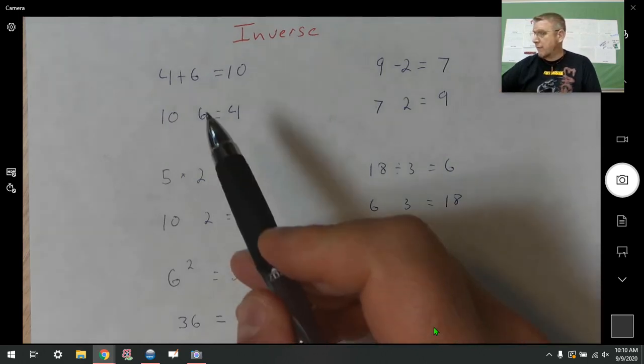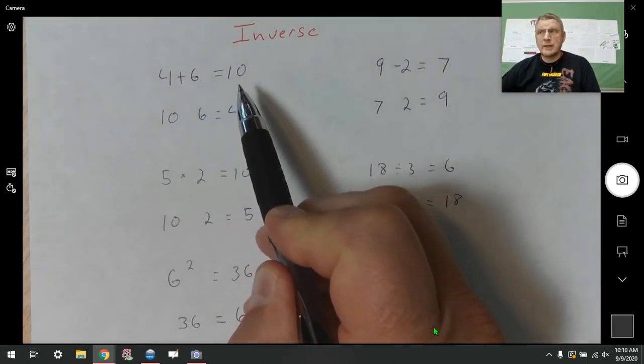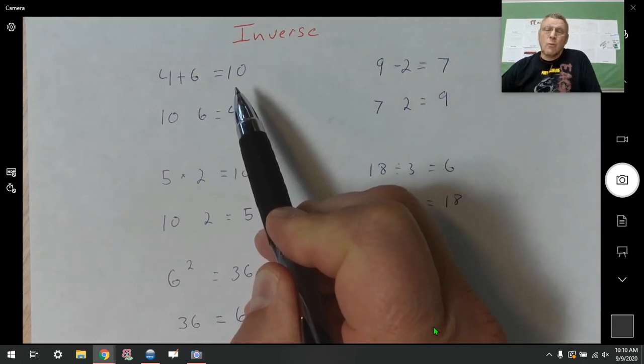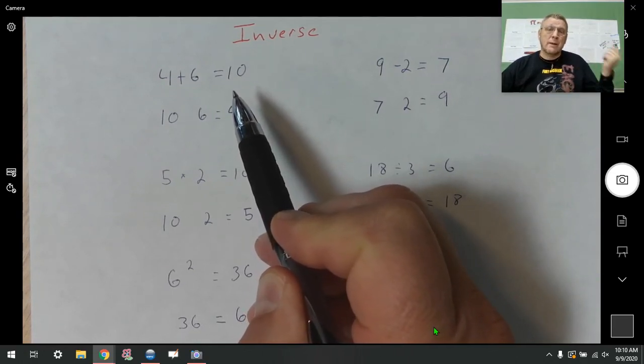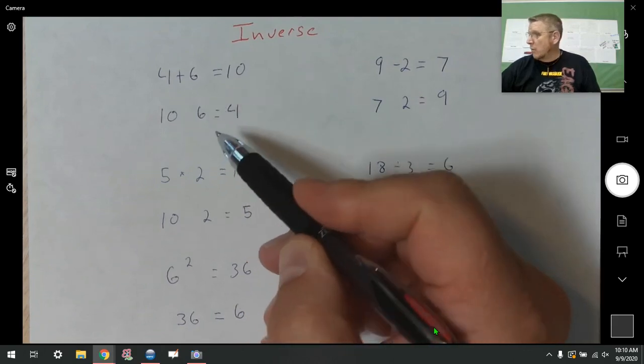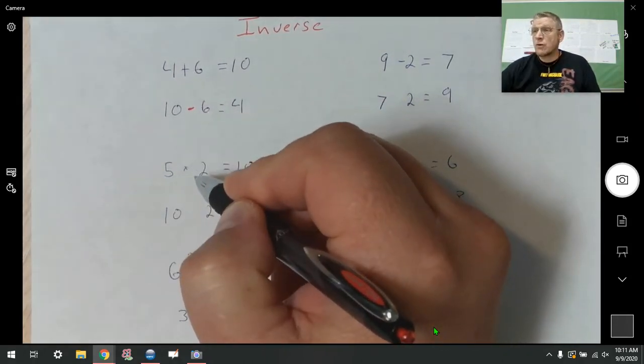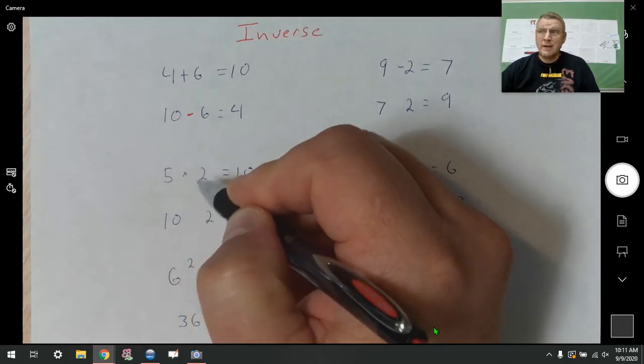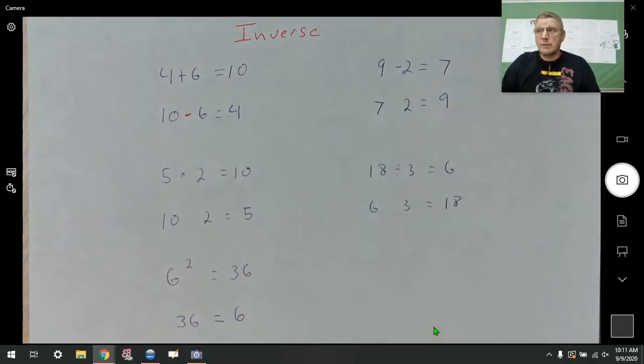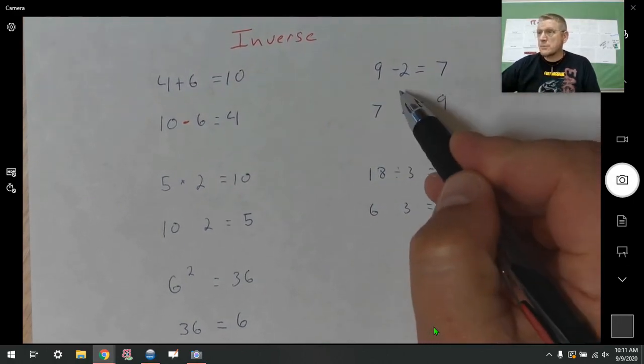For instance, if I have 4 plus 6 equals 10, I have 10, but I want to get back to 4. So how do I do that? Well, my inverse of addition is subtraction. So I'm going to subtract 6 from 10 and I get 4. So I'm back to my original number. So what subtraction does is it undoes our addition. So it's the inverse.